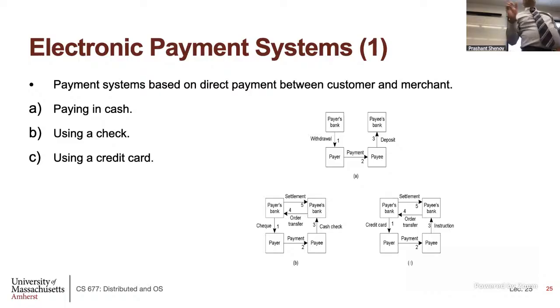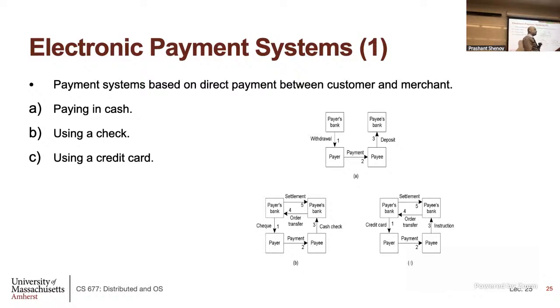Okay? But when you use cash, you get an important property, which is anonymity. You don't actually reveal your identity. Okay? Cash transactions are anonymous. You go into a store, you pay something with cash, they don't know who you are, right? At least not from your cash. Okay? So that's a property we'll come back to.